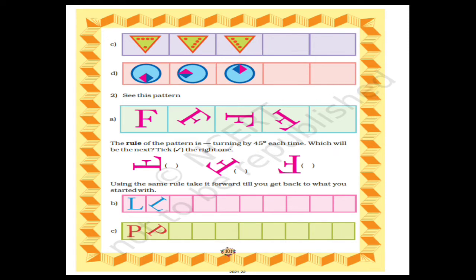So let's try to observe. So the answer will be this one. So you will tick here in your textbook. Now let's see ahead. Using the same rule, take it forward till you get back what you started with. Now again taking this rule, that is we have to turn it by 45 degree and continue this pattern again until we get this figure, this pattern again.